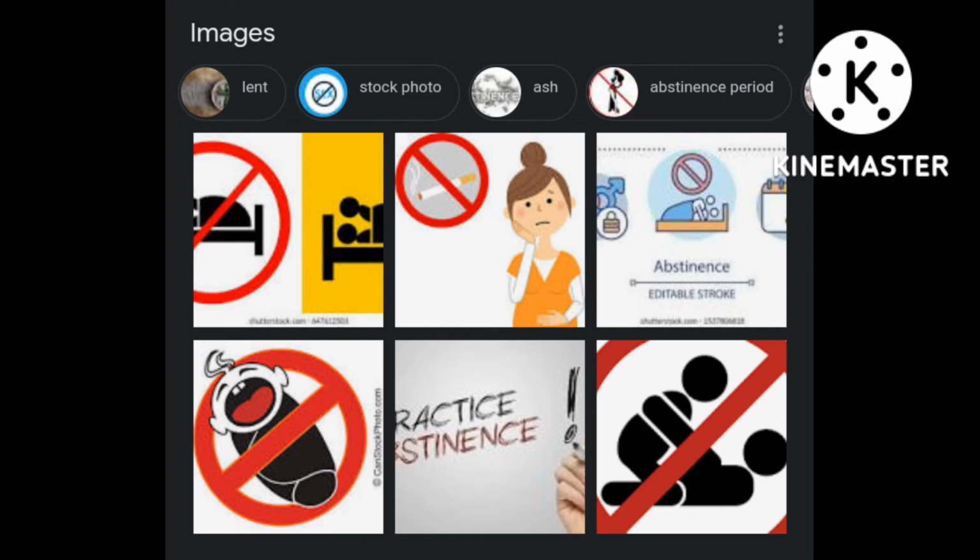Side effects: anxiety and stress, memory, relationship, health, immune system, vaginal walls and lubrication, prostate cancer. So as you can see, these are examples of abstinence.